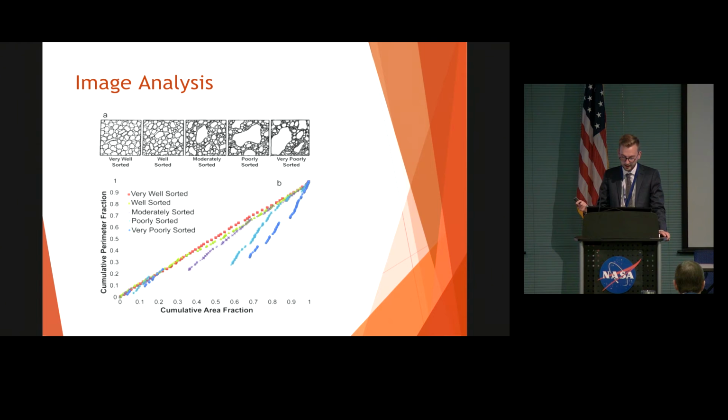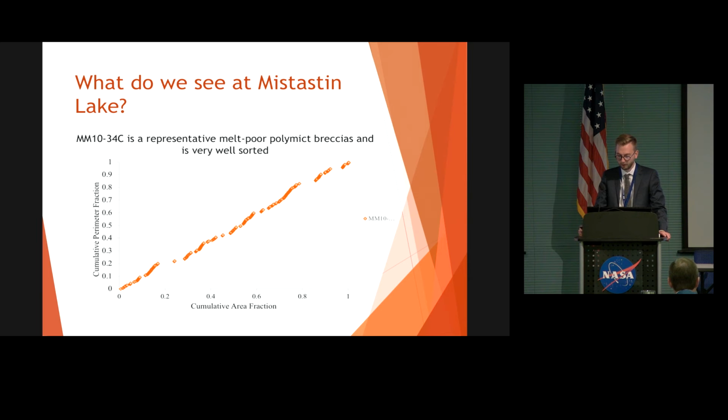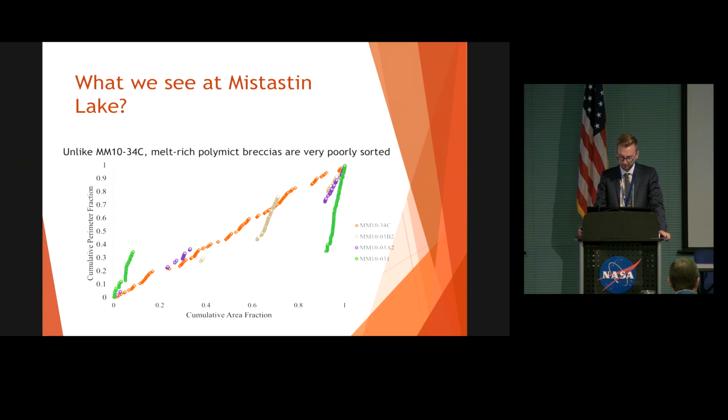For this presentation, I'm just going to show some quantitative analysis of sorting, comparing cumulative perimeter fraction to cumulative area fraction. We can get a sense of how well or poorly sorted a lithology or phase is. If it is well sorted, it should follow a 1-to-1 ratio slope, whereas as it gets more poorly sorted, the slope increases. What we see at Mistastin is that the melt-poor Polymict Breccias are very well sorted, following that 1-to-1 slope. In comparison, the very poorly sorted ones shift to a much higher slope.